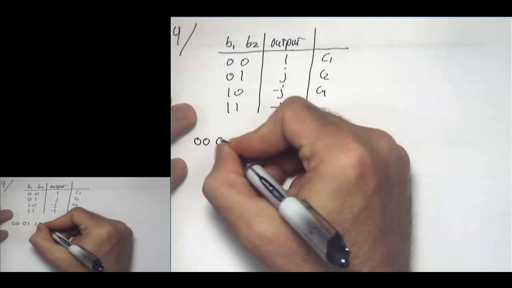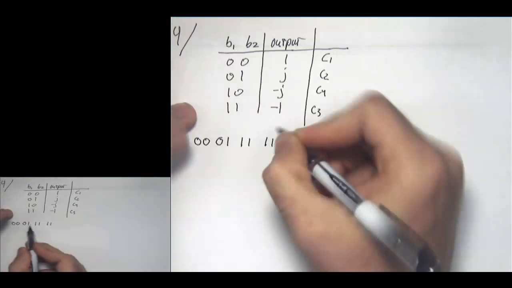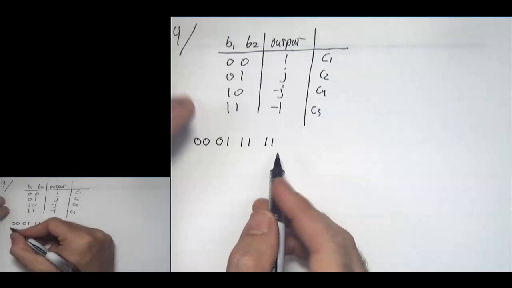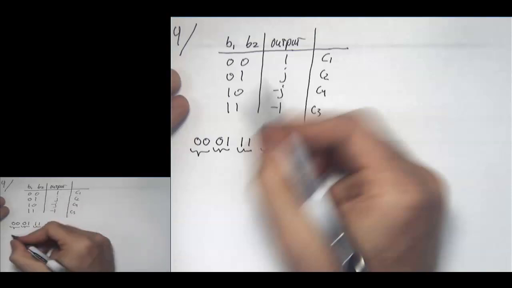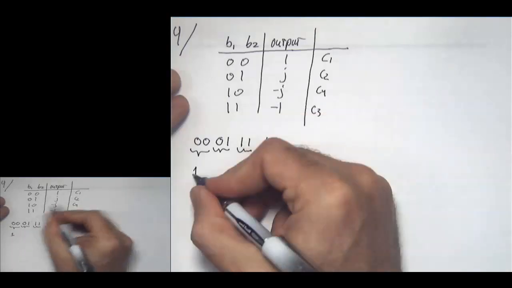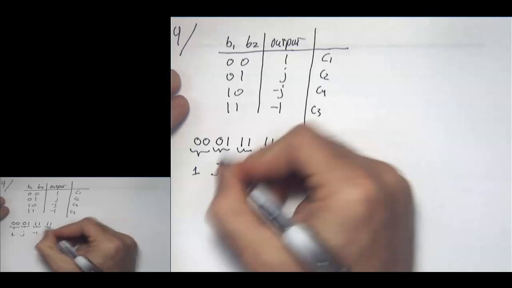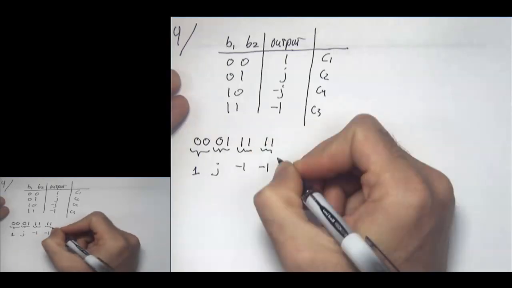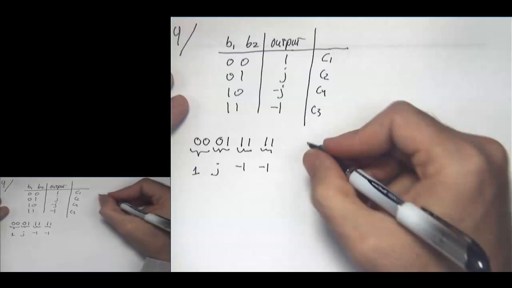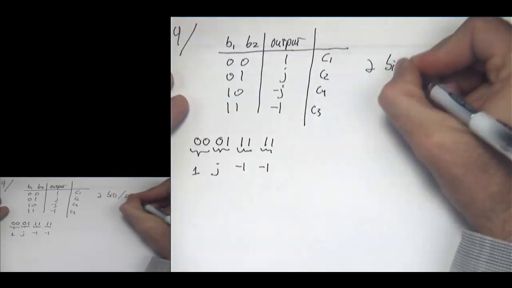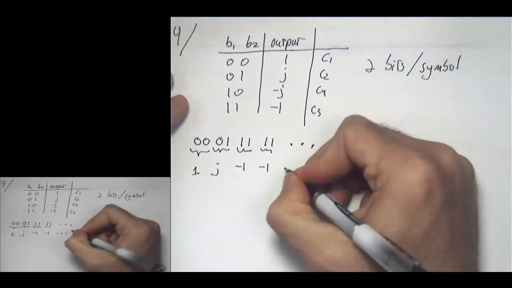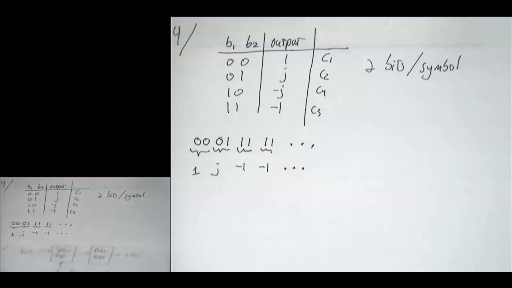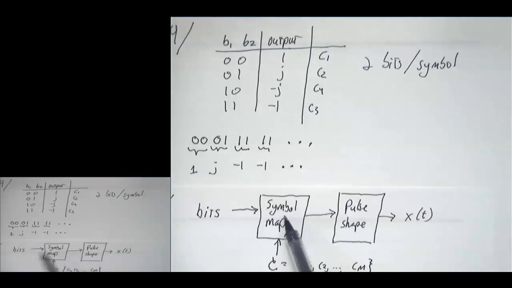So suppose we had this sequence coming in like this here. We've got 1, 2, 3, 4, 5, 6, 7, 8 bits coming in. So we would partition these into pairs of 2, and then we would apply this mapping table to generate the output. So 0, 1 would be J, 1, 1 would be minus 1, and so on. And this is the output. Other things to note is that there's 2 bits per symbol. So this is essentially what the symbol mapping operation is doing. It's taking the sequence of bits and generating a sequence of symbols at the output.